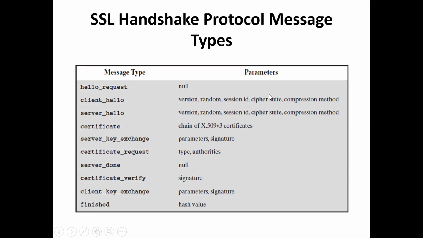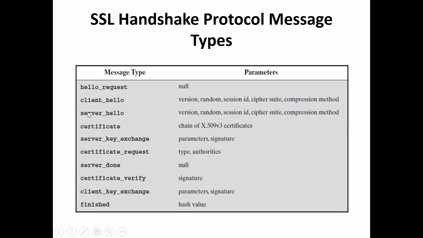Then cipher suite. Cipher suite specifies which encryption algorithm you're going to use, either AES algorithm, DES algorithm, triple DES, or RSA, anything. Then compression method, which is optional, as I said earlier. Suppose you are not using any compression method, you can directly take the plain text data. Otherwise you can pass the data to the compression algorithm, then the data is in compressed format. These are the initial parameters you send with the client hello message.